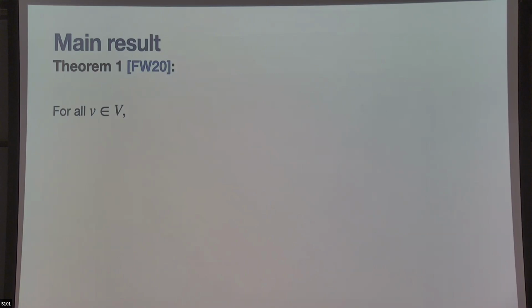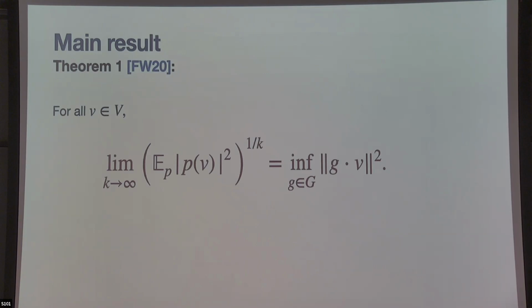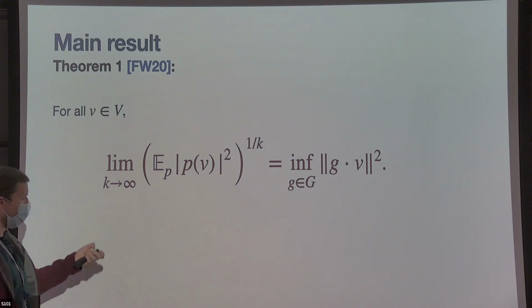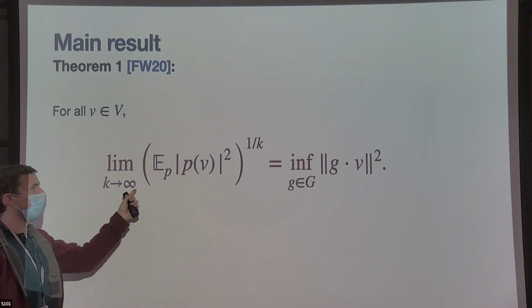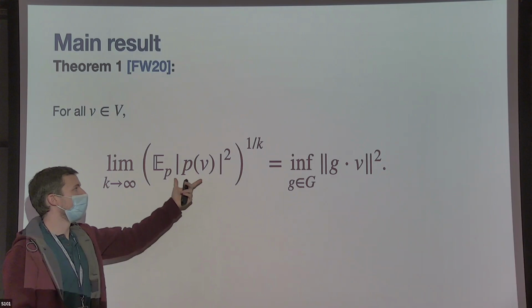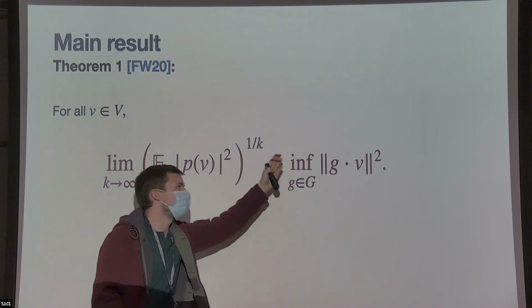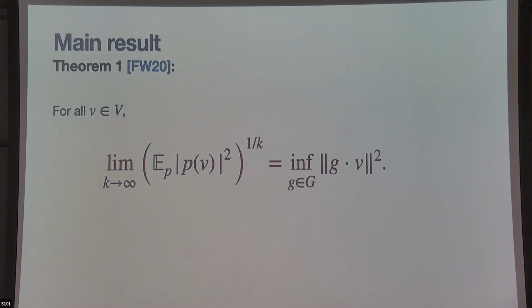Okay, so here's our main result. For any vector in the representation and the action, if you look at the limit as the degree k goes to infinity of the magnitude squared of a random polynomial, raised to the 1 over k, this limit will be exactly equal to the distance from the orbit closure to zero. I should now explain what all this means.